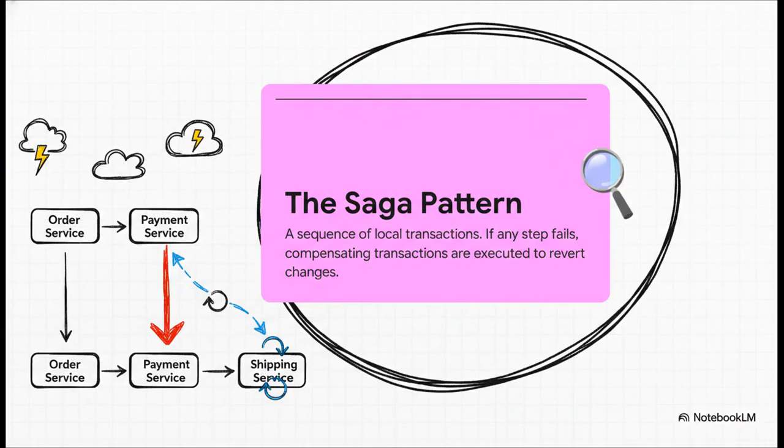Okay, so what about those complex workflows, like placing an order, where it all has to succeed or it all has to fail? You can't just wrap a database transaction around 5 different microservices. So for that, we use the Saga pattern. Think of a Saga as a sequence of local transactions. If any step fails along the way, the Saga is smart enough to execute compensating transactions, to go back and undo the steps that already succeeded. It's how you achieve that all-or-nothing integrity in a distributed world.